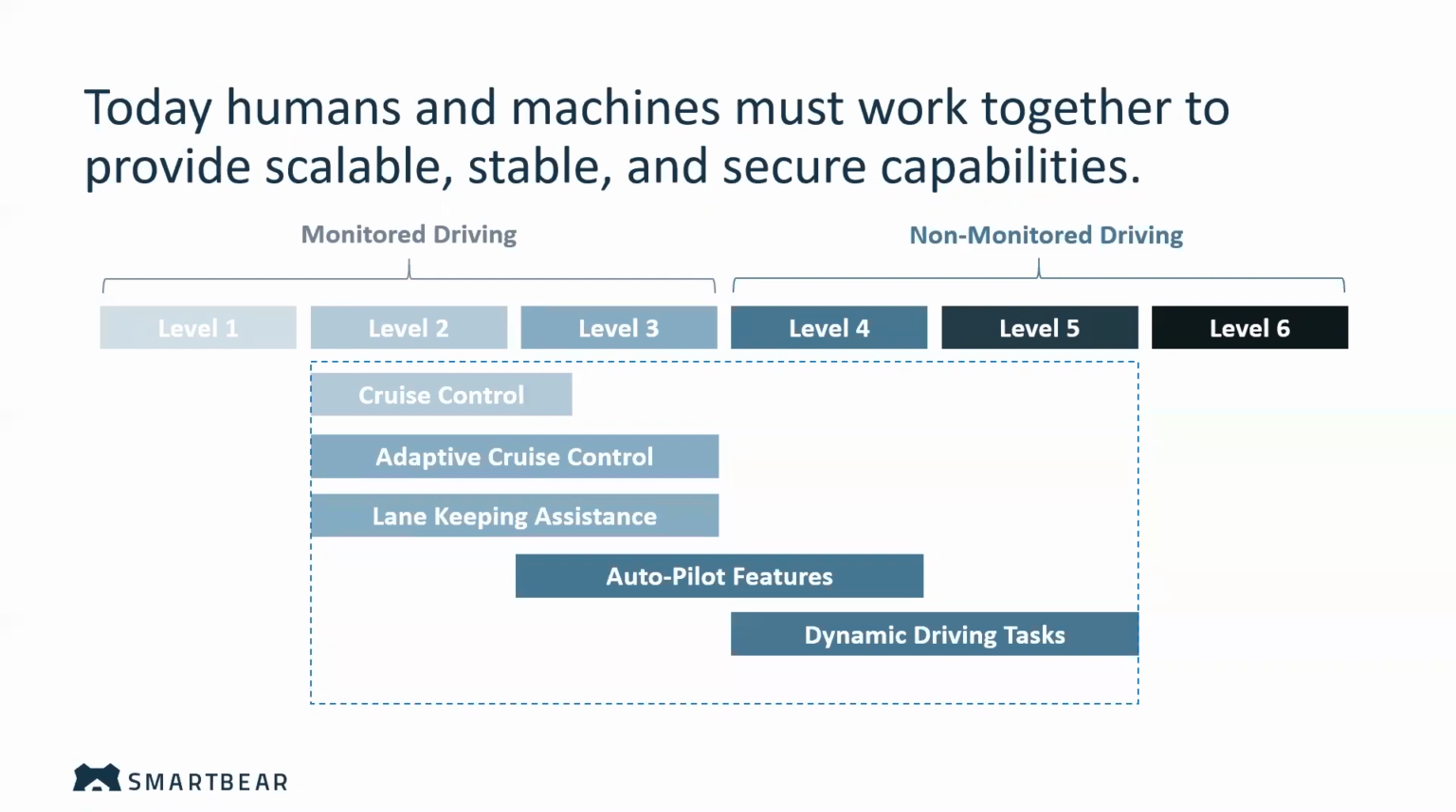So you'll see here in level 2, we have things such as cruise control, and that's been around a while. We then have adaptive cruise control, where if you caught up to the car in front of you, your car would automatically slow down with no intervention. We then have lane keeping assistance. So if your car verges to the left or verges to the right, the technology will kick in and bring you back on track. Then, of course, you have the more advanced ones here, autopilot features and dynamic driving tasks.